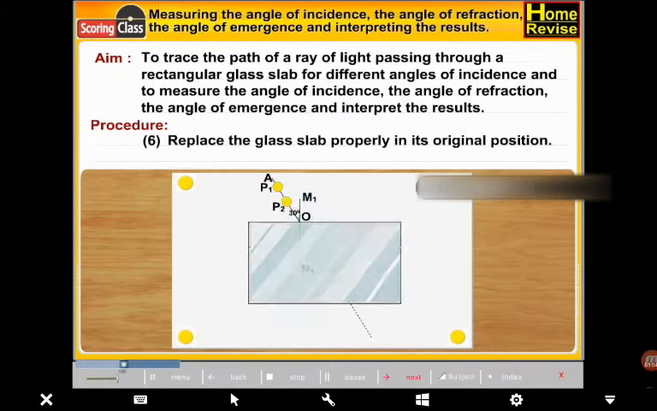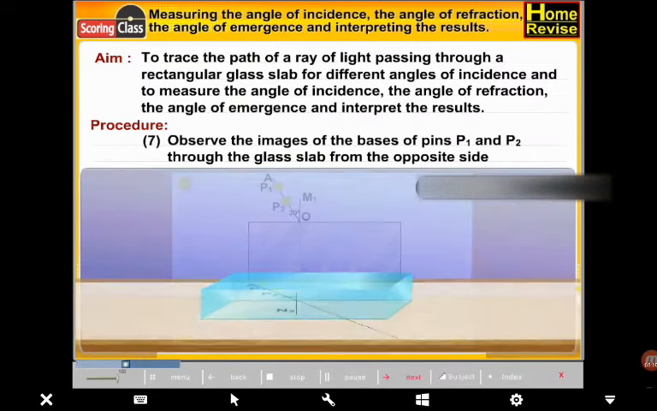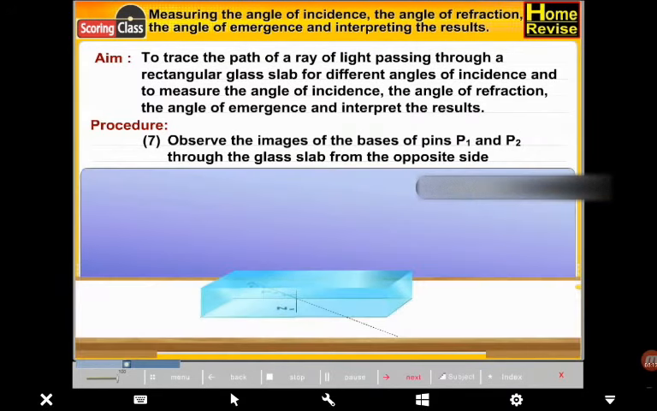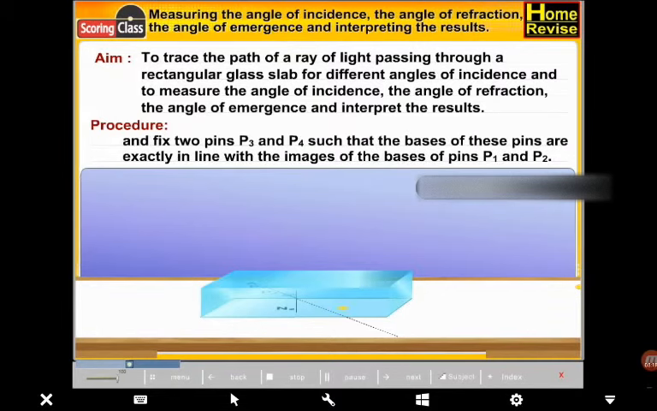Place the glass slab properly in its original position. Observe the images of the bases of pins P1 and P2 through the glass slab from the opposite side, and fix two pins P3 and P4 such that the bases of these pins are exactly in line with the images of the bases of pins P1 and P2.